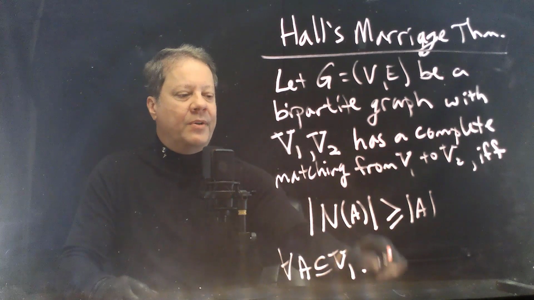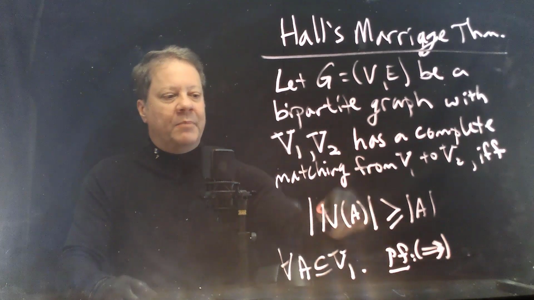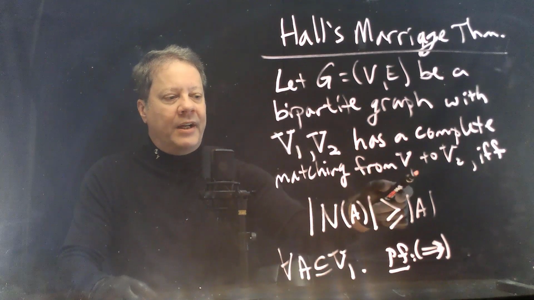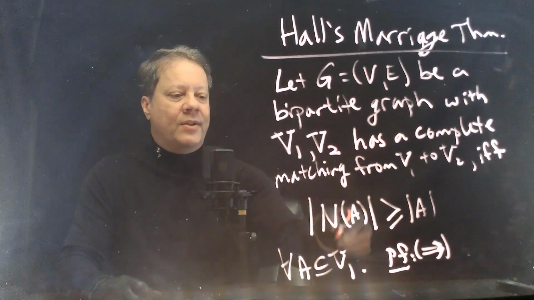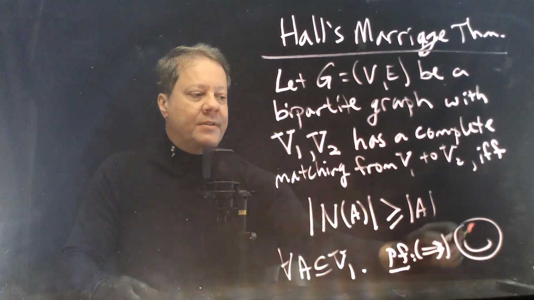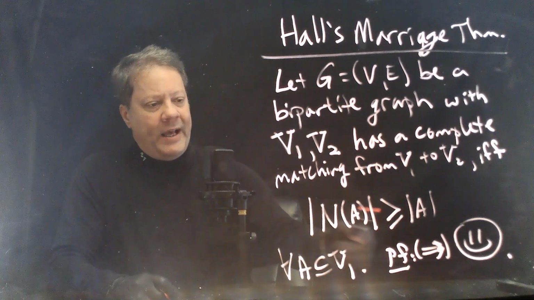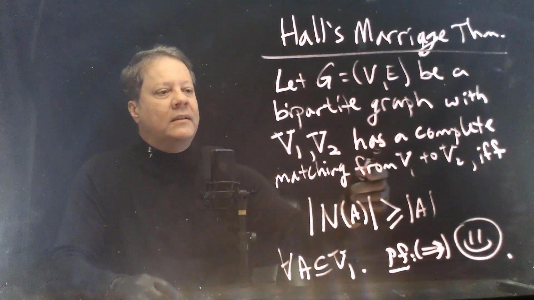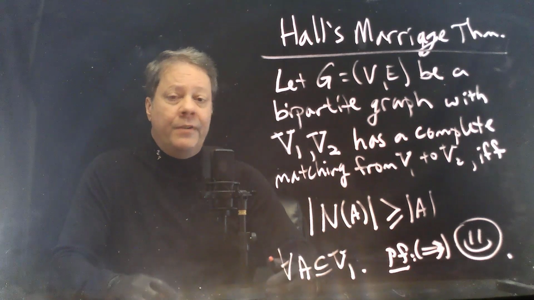So in the proof, you actually have to prove 2 ways. We'll have to prove complete implies this inequality. Well, that has to be true because if you have a complete matching, then everybody over here in A has to match to someone in V2, and so the neighborhood would have to be at least as large as A. So this is kind of obvious. And so we really only need to prove the other way, that if this inequality holds for all A that are contained in V1, then there will exist a matching. However, the proof uses math induction.